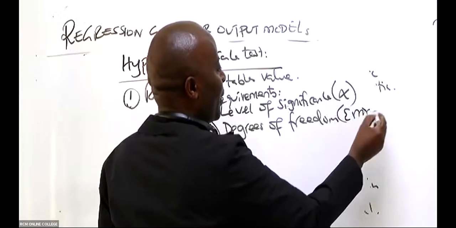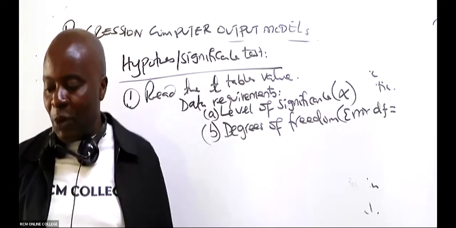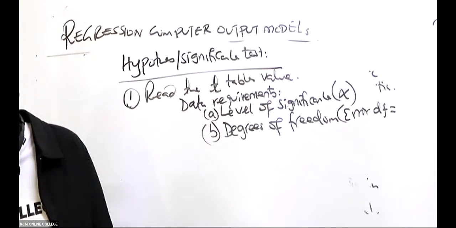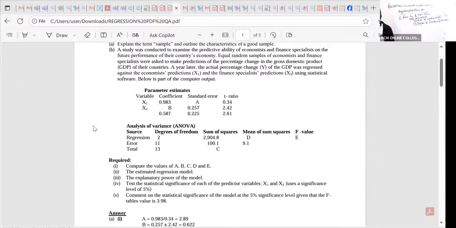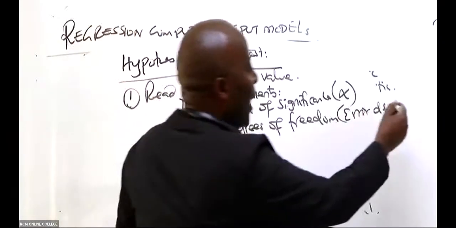error degrees of freedom. Are you able to see them from your table there? Is there somebody who is able to see them? From my table, the error degrees of freedom that I'm able to see, ladies and gentlemen, there are 11, isn't it? Under the ANOVA, you'll be able to see error degrees of freedom. They are 11. But in most cases, they won't give you that.